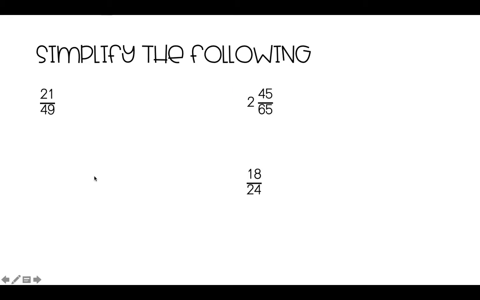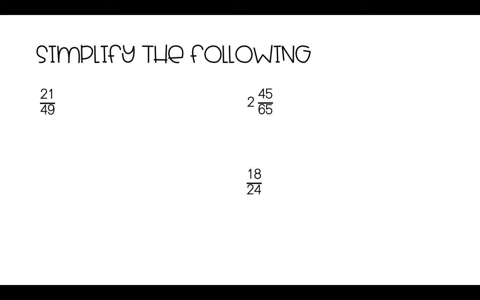Now, we're going to simplify the following again. We'll do the first one together, and then you can do the last two on your own. So, simplifying the following, what we're doing is finding the highest common factor. I'm not going to list them out this time. I'm just going to know that the highest common factor in this case is 7. Sometimes you don't need to list them. You can work out a factor that goes into both.